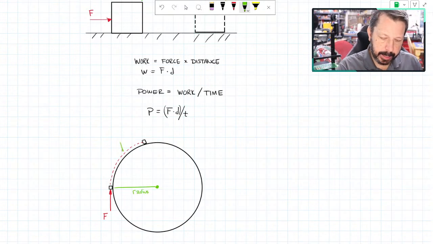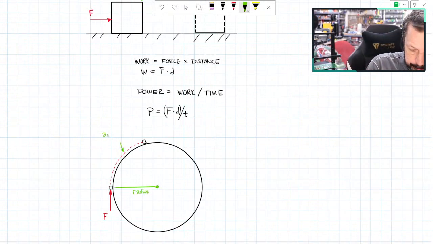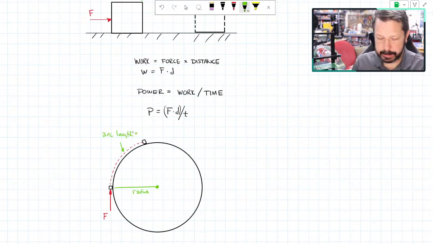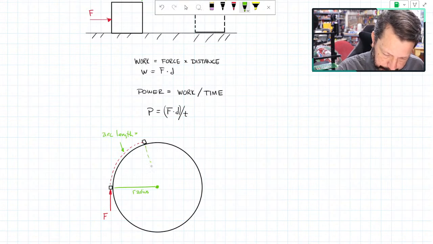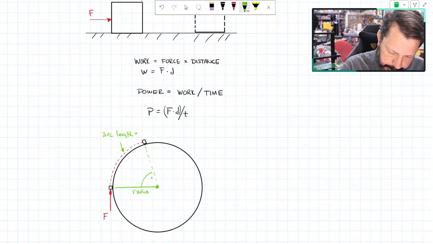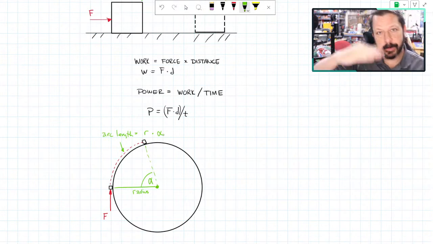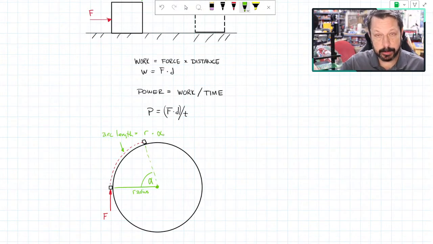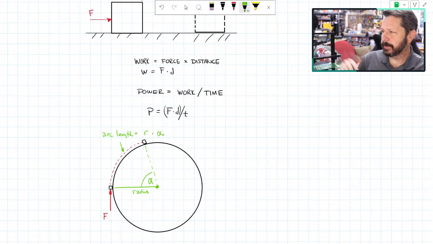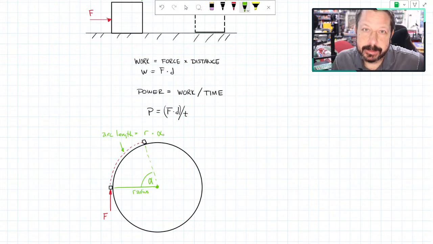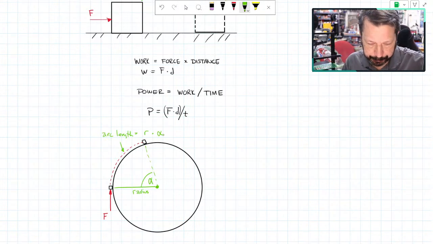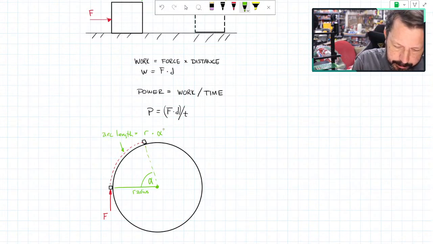And this path is an arc length, where arc length is, let's just finish this out here. We'll call this alpha. Arc length is the radius r times however far I swept through, what I called alpha. So r times alpha, that's the definition of how you calculate the arc length. So in this case, r alpha is the distance I moved.